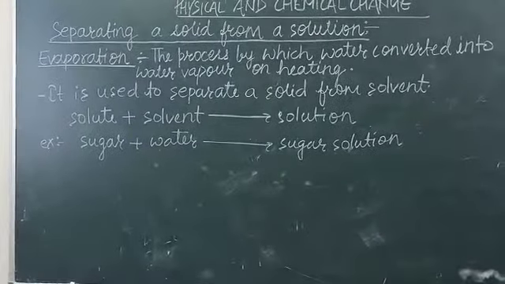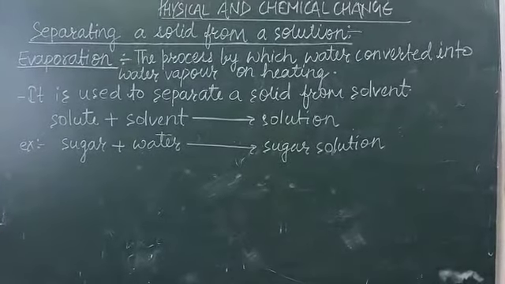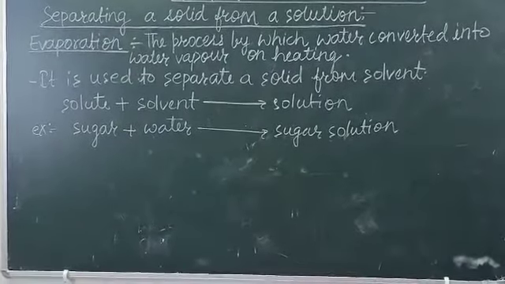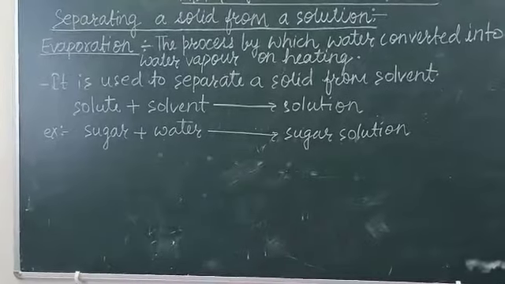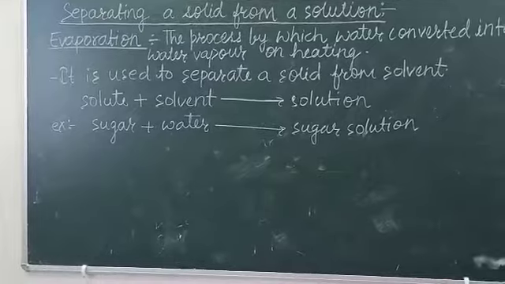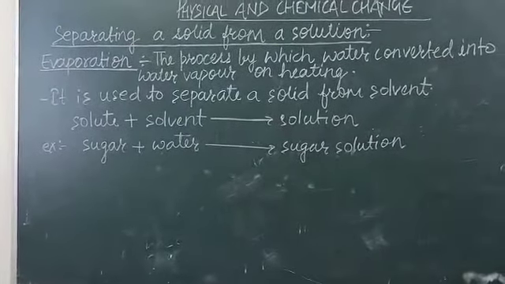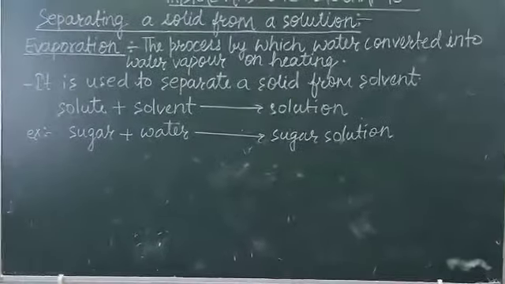What is evaporation? The process by which water is converted into water vapor on heating is called evaporation. Evaporation is used to separate a solid from a solvent. And the rate of evaporation increases on increasing temperature. Okay, just see an example. First of all, what is a solution?